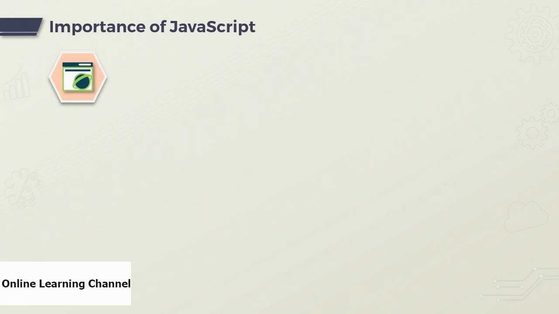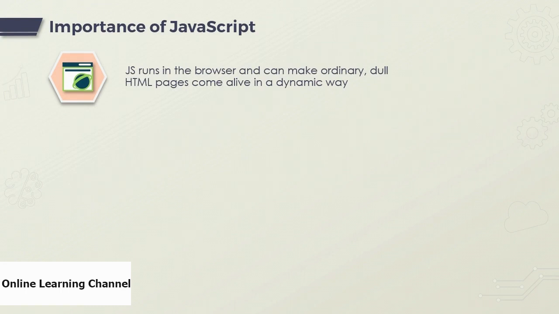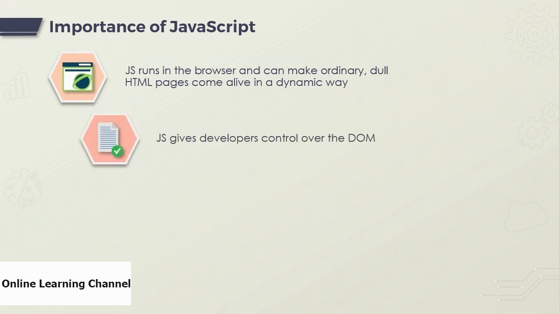So as you might expect, JavaScript is important. Let's talk now about the importance of JavaScript. It is running in the browser, or it is supposed to run in the browser, and it can make an ordinary, dull HTML page come alive in a dynamic way because we can interact with all of the pieces of the web page. In fact, JavaScript gives developers control over the DOM. The DOM stands for Document Object Model, and that's a feature that we'll talk about a little bit later on in the course. But what it does is that the DOM looks at the web page as a series of relational objects. And so JavaScript can access those objects.